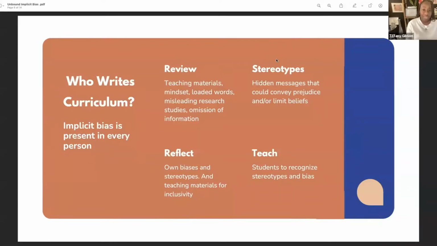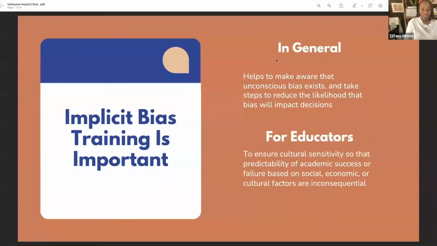Reflect on your own biases and stereotypes. We all have them. And check your teaching materials to make sure that they're inclusive. I also want you to role model and to teach your students how to recognize stereotype and bias. And I understand that these are not all things that are instinctual. These are definitely things that you as an educator would need to be taught, then practice, then master so that you can role model to your students, but it's not at all impossible.